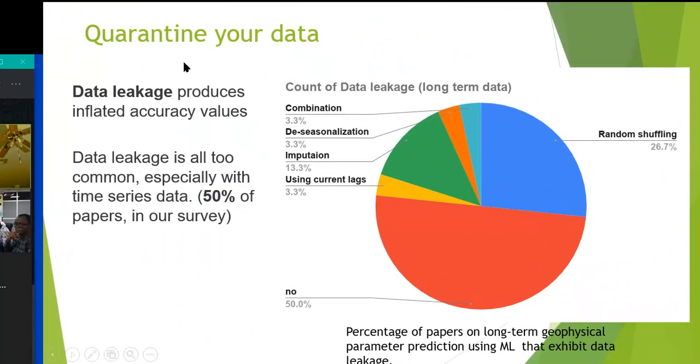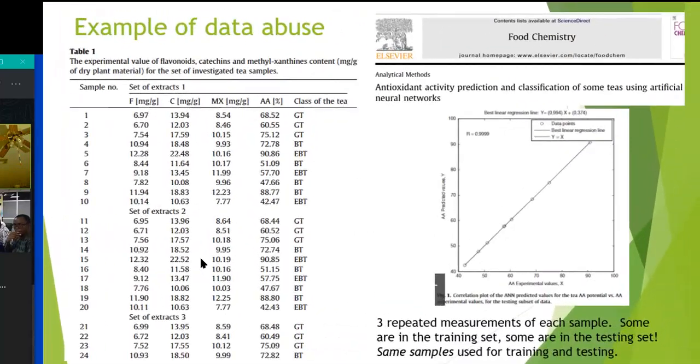Right. Quarantine your data. Data leakage produces inflated accuracy values. This, unfortunately, is all too common in the deep learning literature. We did a study, a survey of papers that used machine learning for weather prediction. 50% had data leakage, meaning that their test results were suspect. Here's an example of data abuse. And this is a published paper. In fact, the same authors published another similar paper and made the same mistake.